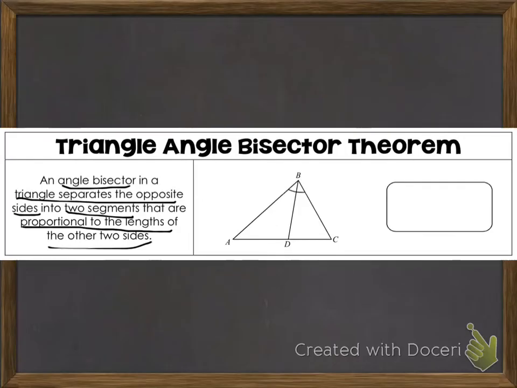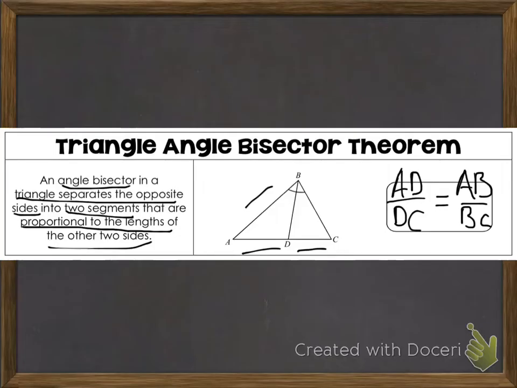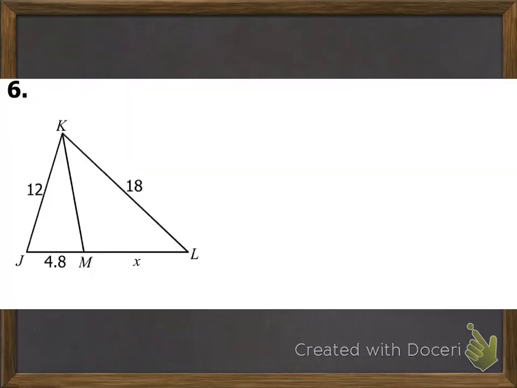Looking at the example they gave us over here, we can write that side AD over DC, that would be this side and that little side right there, is going to be proportional to AB, this guy right here, over BC. That is the triangle angle bisector theorem. So now, let's do some examples.